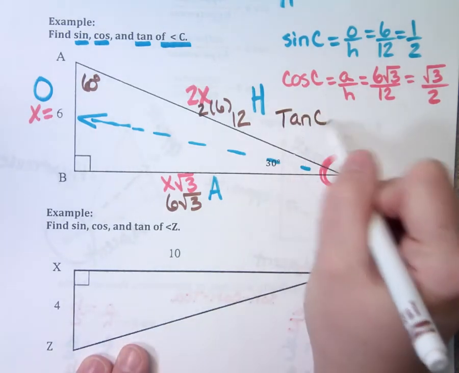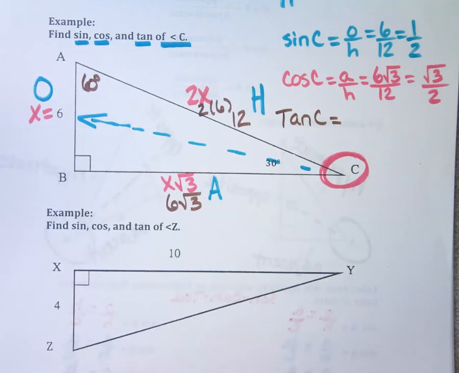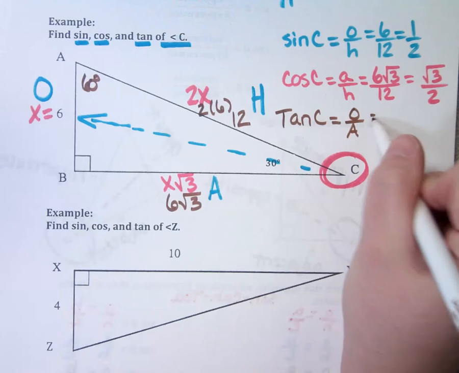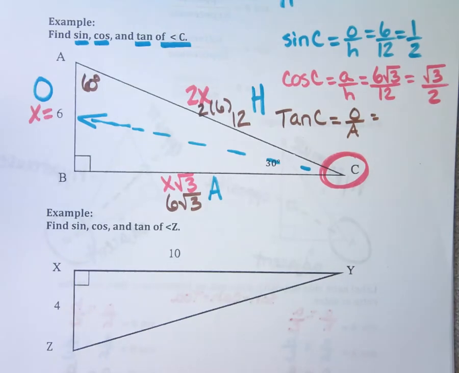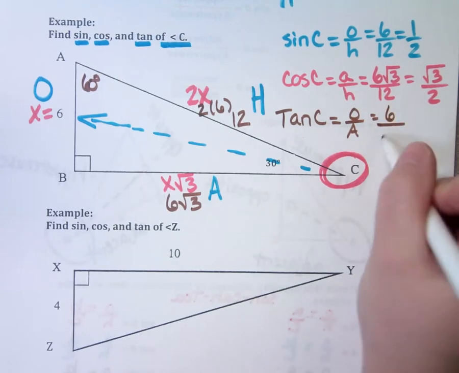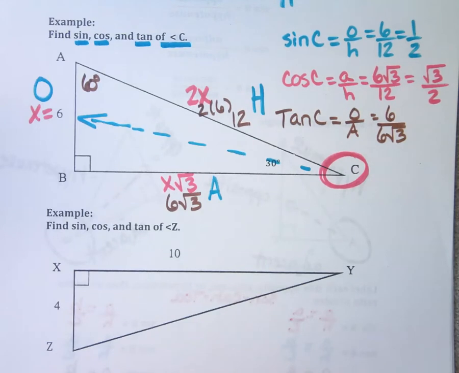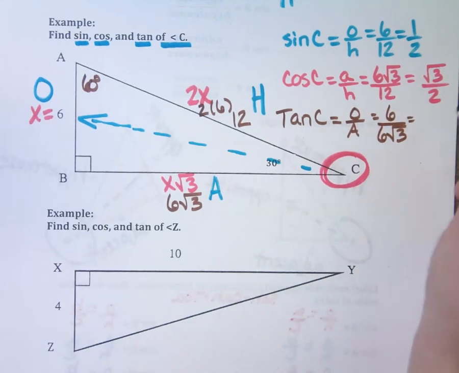So tangent of angle C is defined as what over what? Opposite over adjacent. So look at our picture, and how would we write opposite over adjacent? Good. 6 over 6 square root of 3. That can reduce. What would that make? 1 square root of 3.